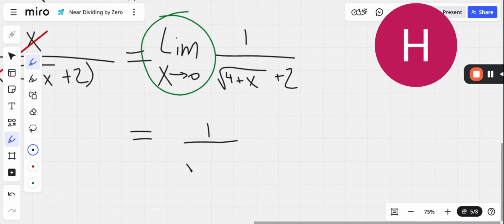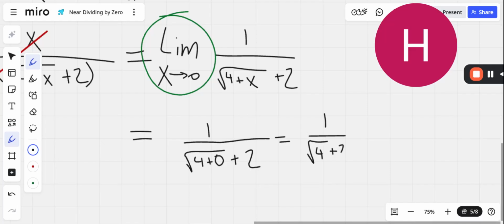No need to worry about dividing by 0 now. And we can stop writing the word limit, x goes to 0, because now we've actually allowed x to arrive, so to speak, at 0. So we get 1 over 2 plus 2. That's 1 over 4.